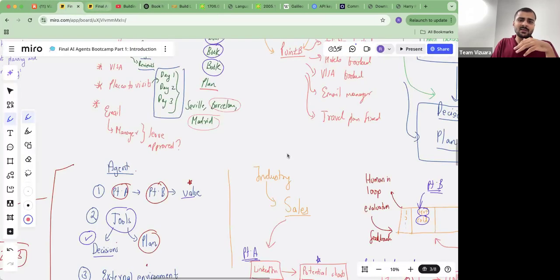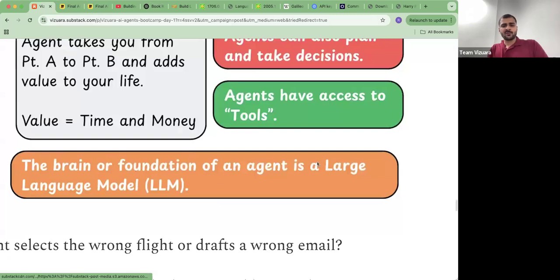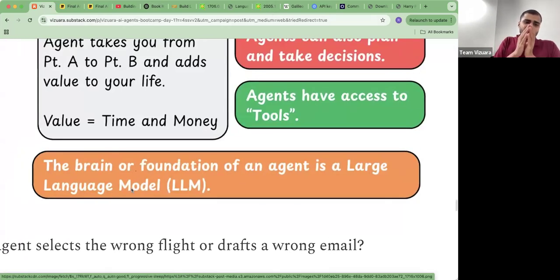But when I show you this figure and when I say the brain or foundation of an agent is a large language model, I specifically mean language models which are pre-trained and fine-tuned. And when I say pre-trained, it means that whole workflow of tokenization, predicting the next token, etc., and then fine-tuning.